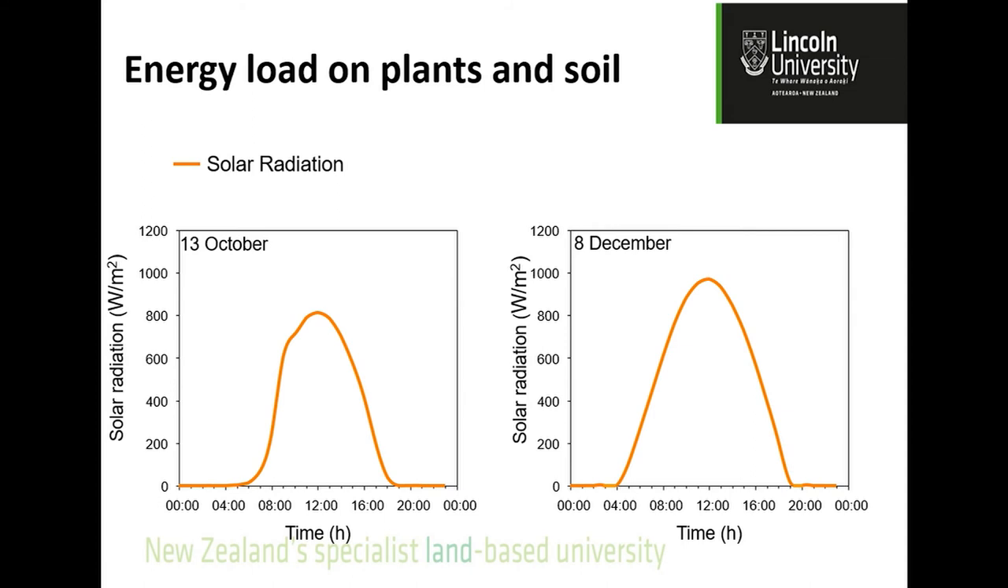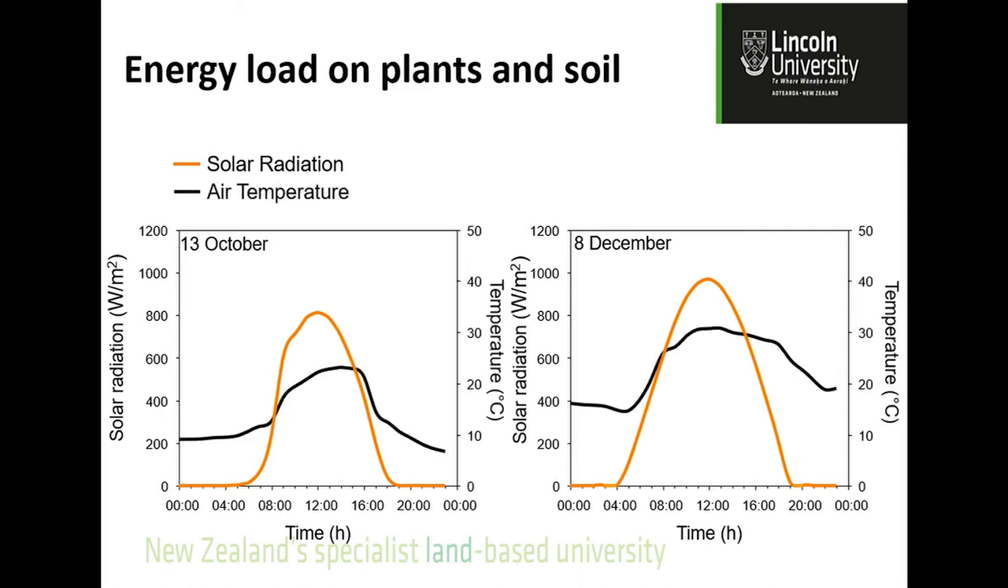I just want you to have a look at the energy load that goes on plants, or goes on to our pastures, in the difference between spring and summer. So this is the solar radiation. That's the sunrise and sunset that you can see, and the days are a bit longer in December. That's the air temperature, so it's cooler in the spring than it is in the summer. The green line is the canopy soil surface temperature. When the soil is wet, the air temperature and the canopy temperature are about the same. But as soon as the soil is dry, all of that energy or heat load goes on to the plants.